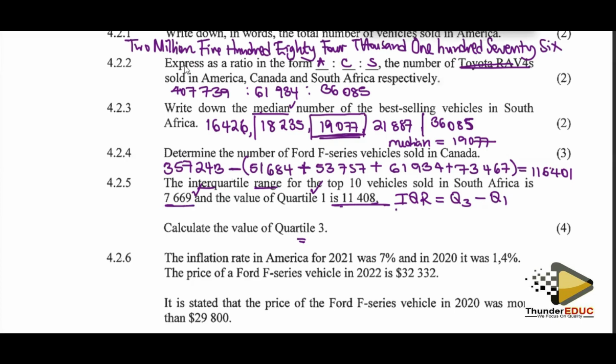Substituting the formula, we say 7,669 equals the unknown minus the value of Q1. So simply this one will jump over there. So your Q3 will become 7,669 plus 11,408.